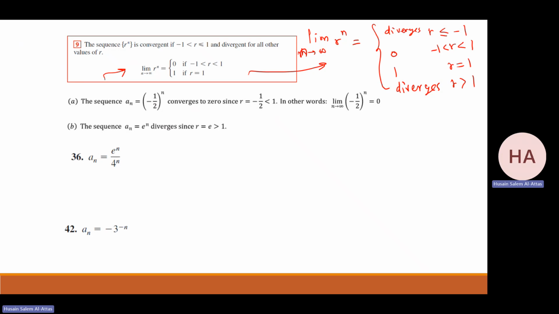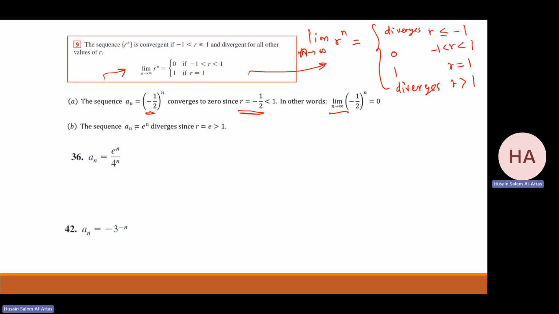So what I will do to check that, I just check r. I have a_n = r to the power n. So what is my r? r equals -1/2, which has absolute value less than 1. So which case am I in? I am in this case, so the limit will be 0.